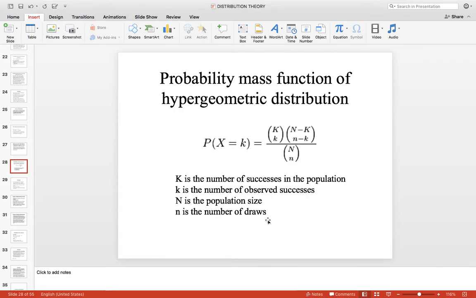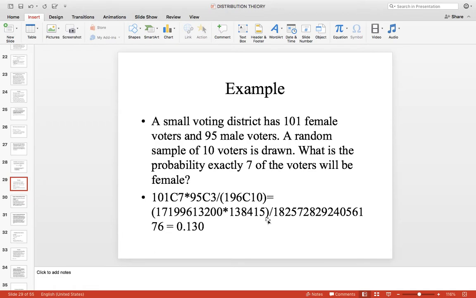Now, the problem can be worded like this. A small voting district has 110 females and 95 male voters. In a random sample of 10 voters, what is the probability that 7 voters will be female? So this is the question. In a small voting district with 101 females and 95 male voters, a random sample of 10 is drawn. What is the probability that the sample will have exactly 7 voters who will be female? Here also you can see there are 2 categories.